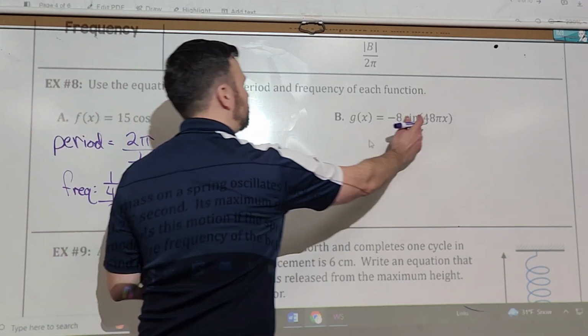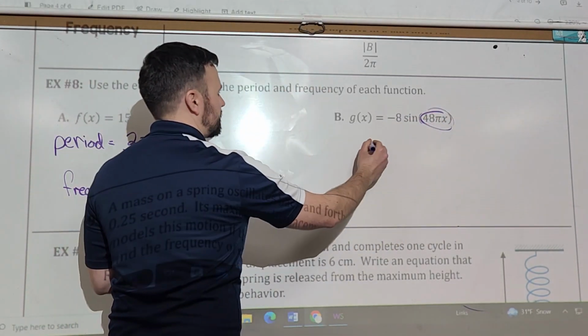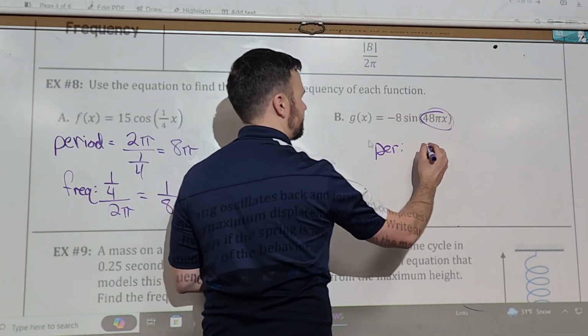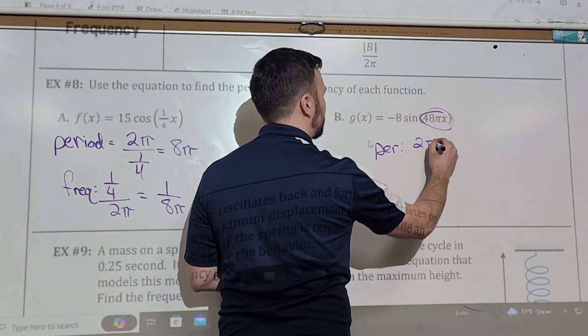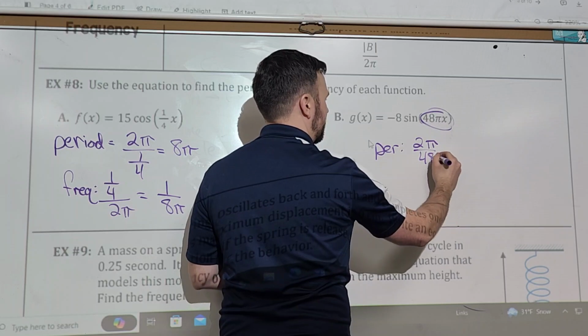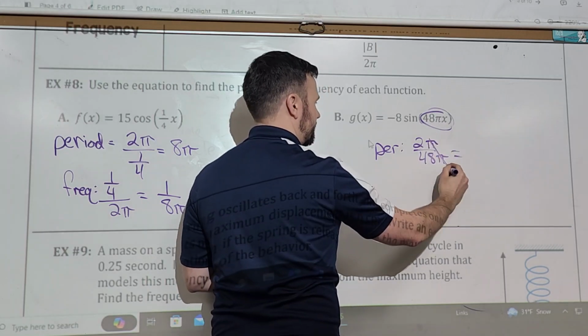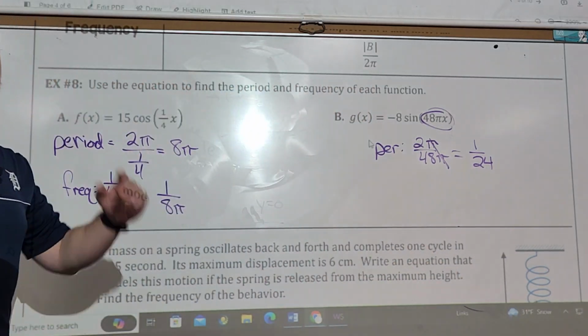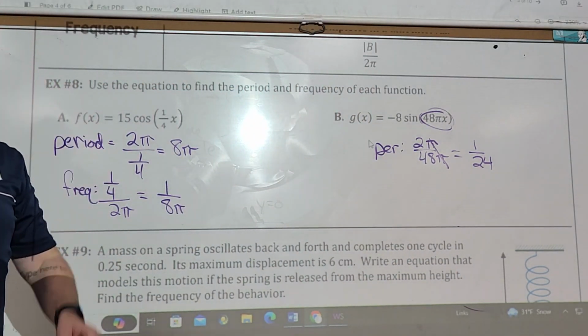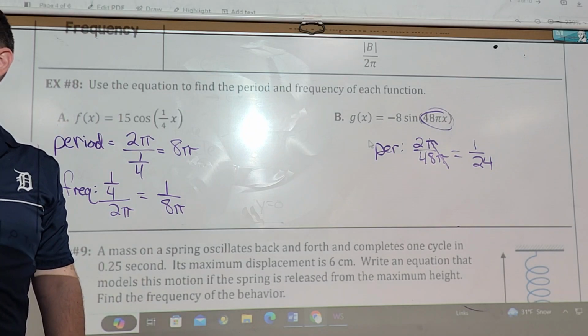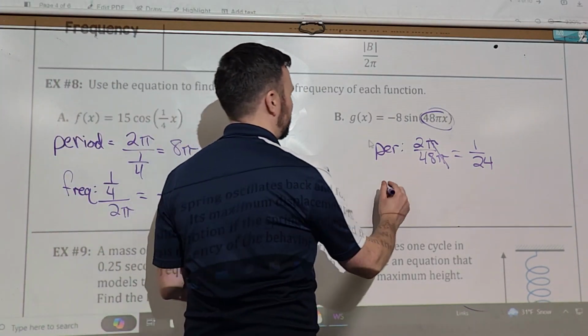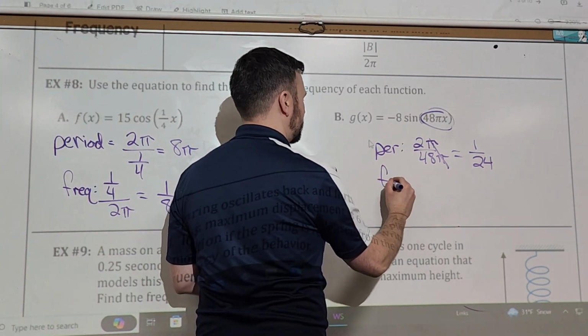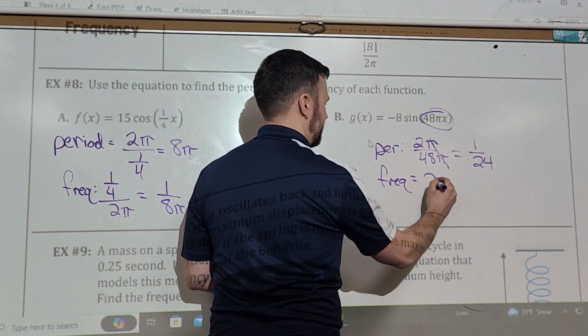All right, let's do this beast. What's my period? 2 pi divided by 48 pi. What happens to my pi's? So I get 1 over 24. That's 1 per day, because if you had hours. So what's my frequency? 24.